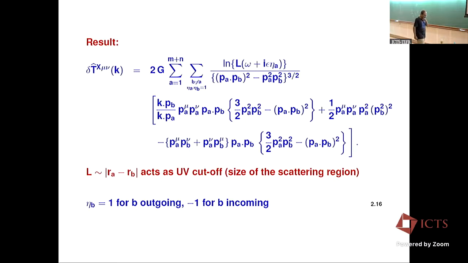So as I said, this is something that people study in perturbative quantum field theory, and we basically use the same technique to extract the log omega piece. And here it is.